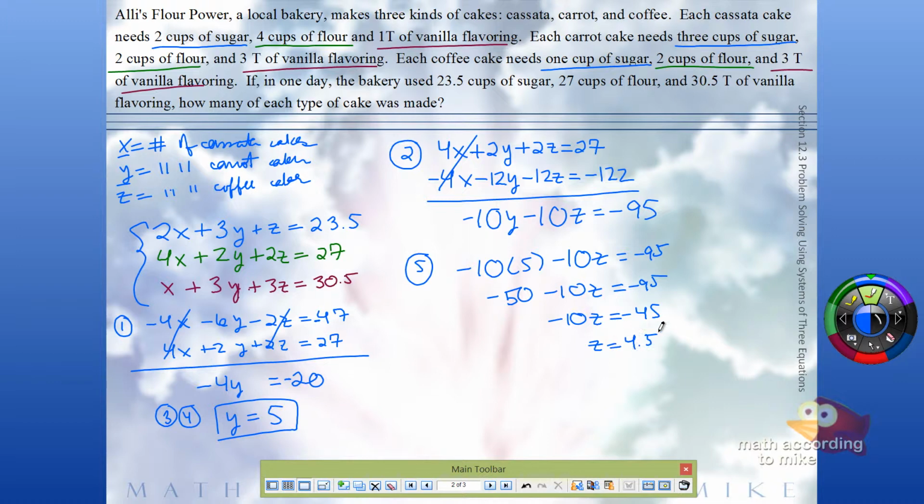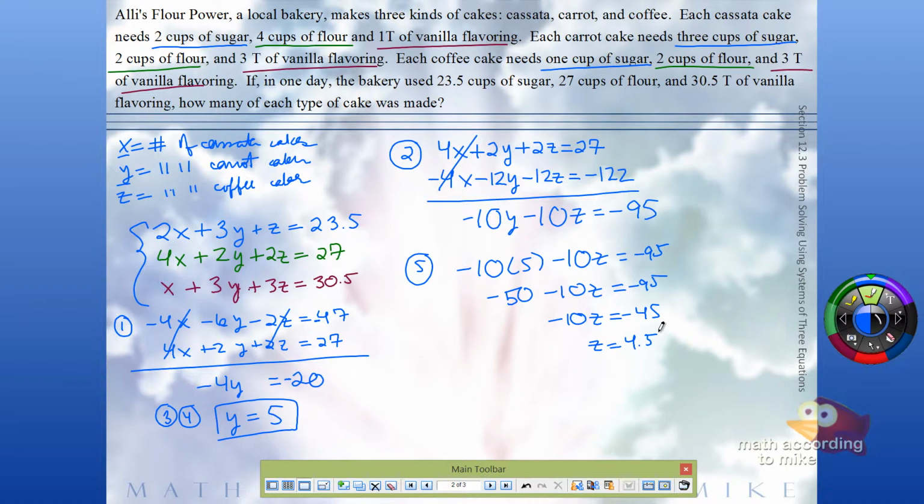Now I know it might seem weird to have a decimal cake, but you might see in stores that they make half a cake sometimes. It happens, I promise. If not, you should probably visit a store.